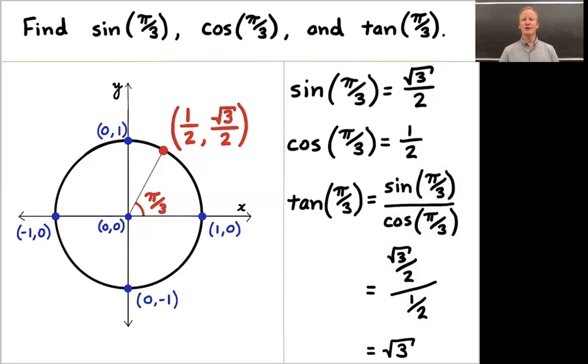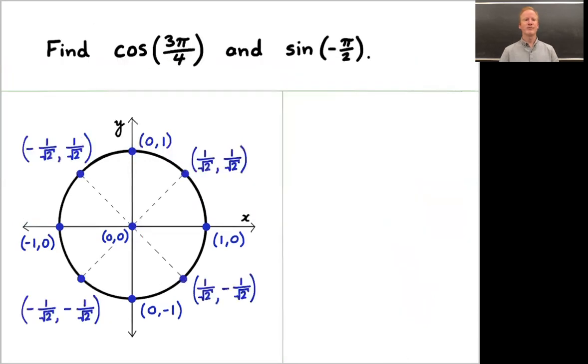Let's go ahead and move on to the second problem. So let's find cosine of 3/4 pi and sine of minus pi halves. And you can use the picture in the bottom left of your screen to do that. Go ahead, press pause here, work out a solution, and when you're done, come back. We'll talk about it together.